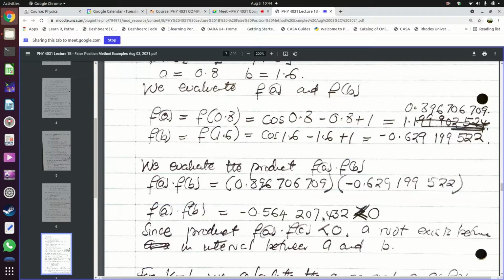So this negative product of f of A times f of B is showing you that between A and B, our function, which was positive valued at A and is negative valued at B, has crossed the x-axis. That's how you know that there is a solution between A and B. Always check this. Always check if there's a solution between A and B, otherwise you're going to waste your time.